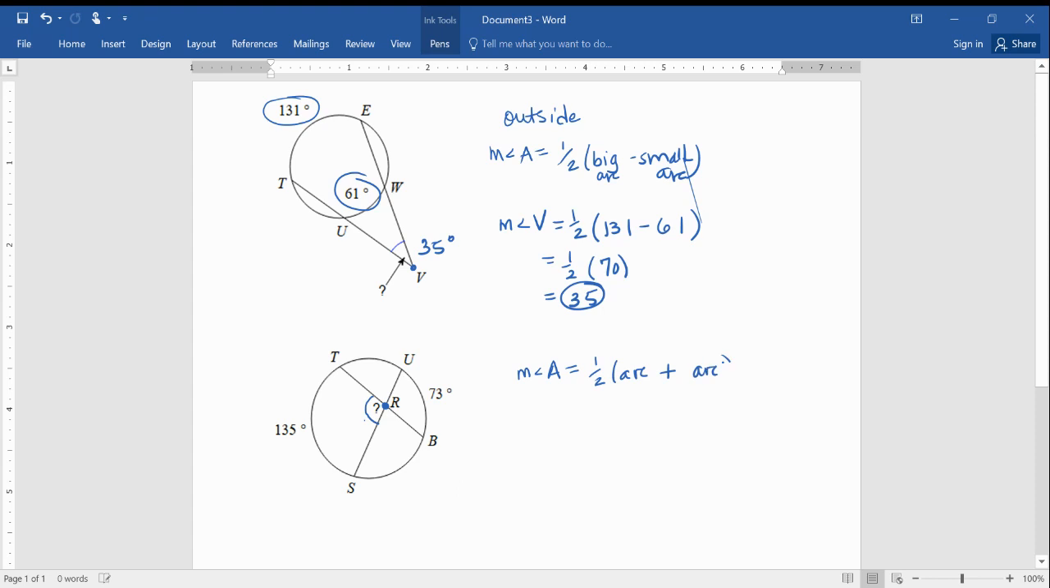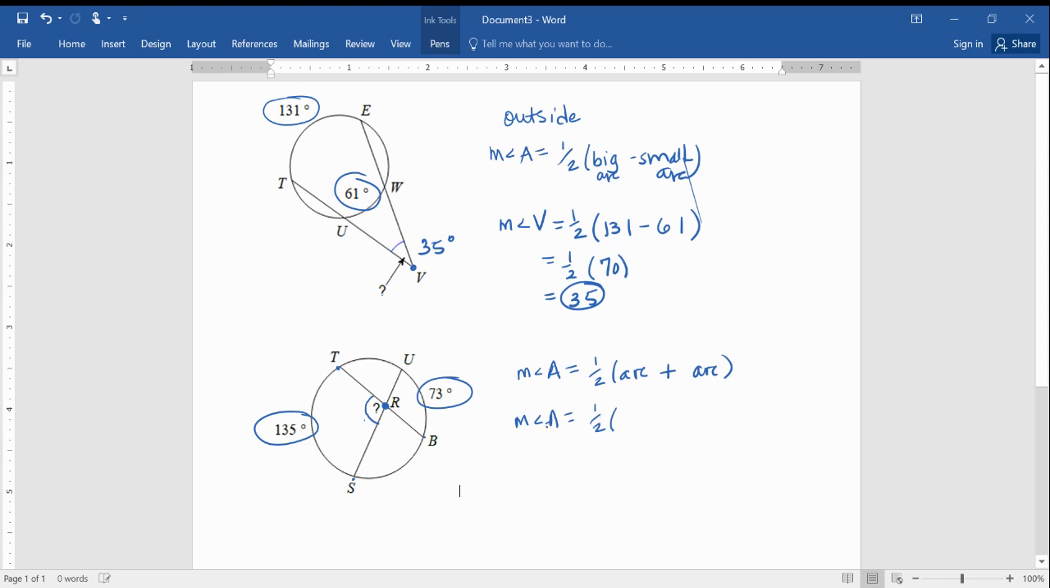one of the intercepted arcs plus the other. Now we are talking about this arc and this arc. If you look at where the chords are touching the circle here, this arc TS is formed in between the endpoints of that angle where it touches the circle, vice versa over here where URB is. If we were given these other arcs over here, we would need to do something else. But we're good. So let's do a little math here.